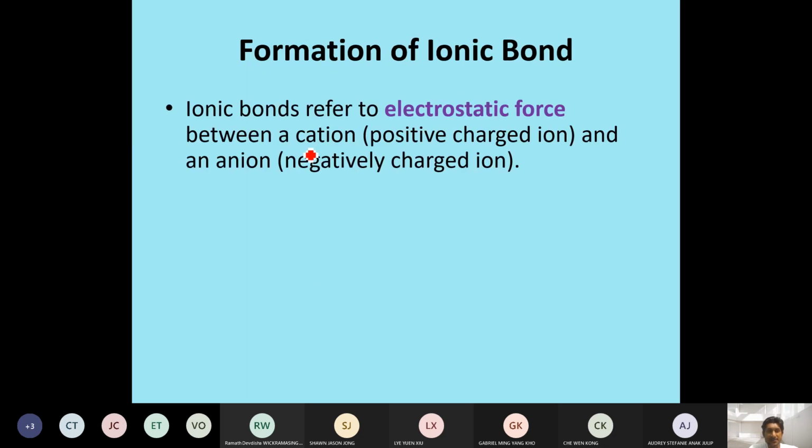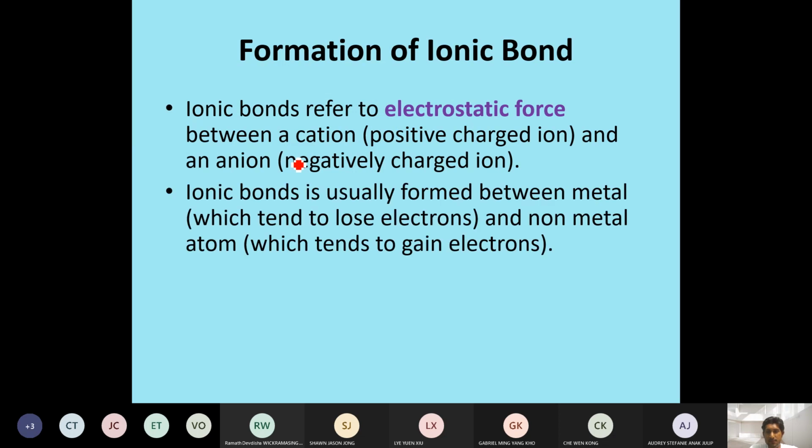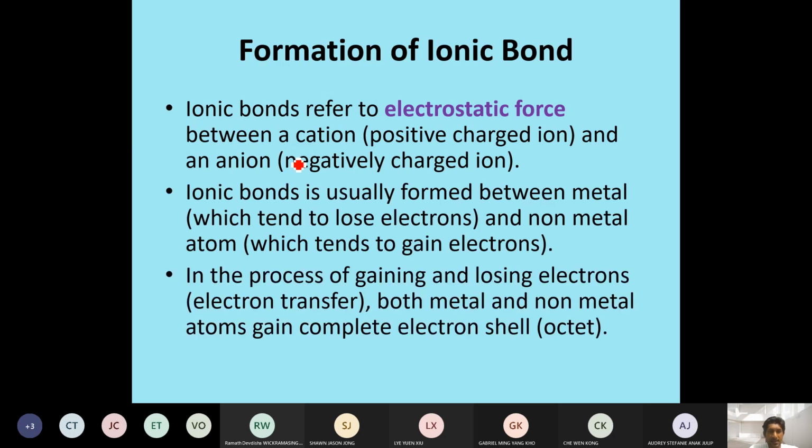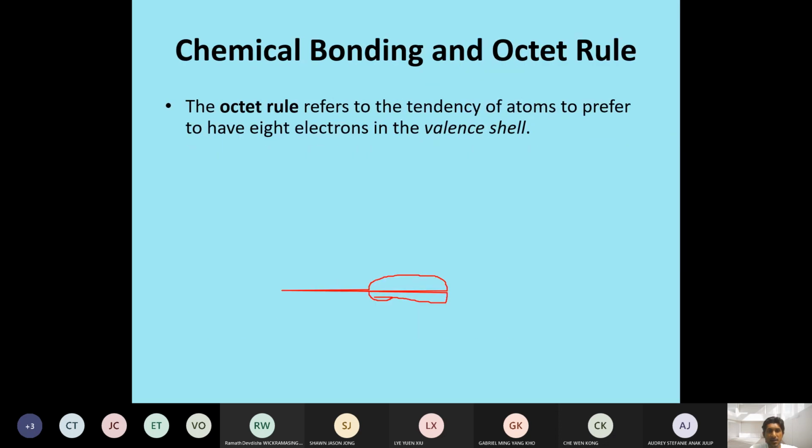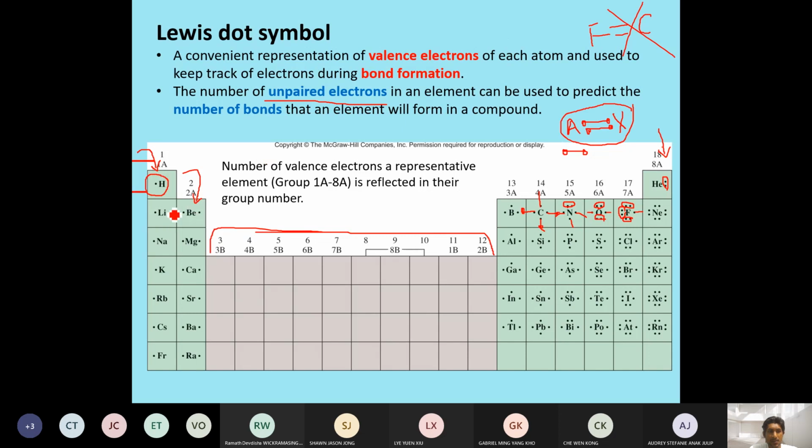Ionic bonding: electrostatic force, negative charge and positive charge, they will form electrostatic force and then lose the electrons. Somebody will gain, somebody will lose, and that is how they will associate and form the bonding. Example of ionic bond: lithium fluoride, the very basic example. At the beginning of the periodic table, lithium and fluorine together.